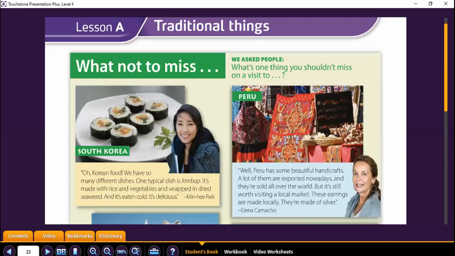Okay, here it is. Here we have traditional things. So this is going to be this topic, traditional things. Look at the first phrase of this small article we have right here. It says, what not to miss. Look at this, we ask people, what's one thing you shouldn't miss on a visit to?